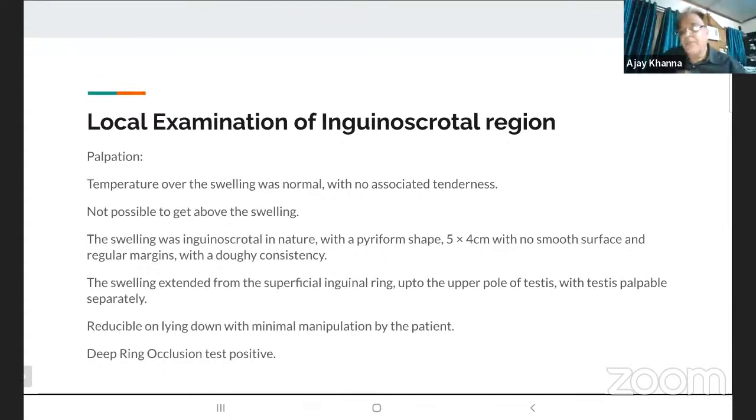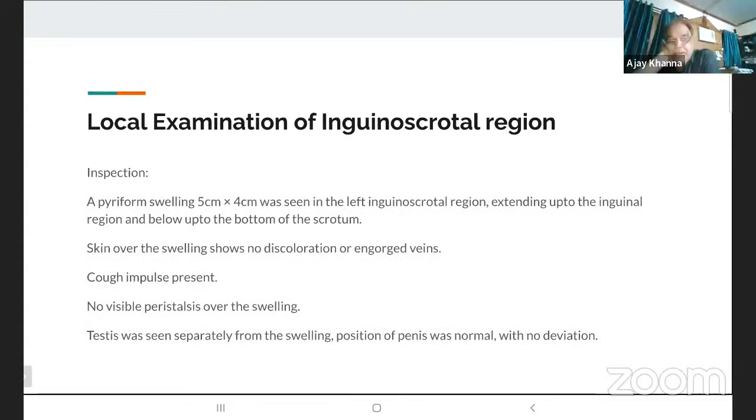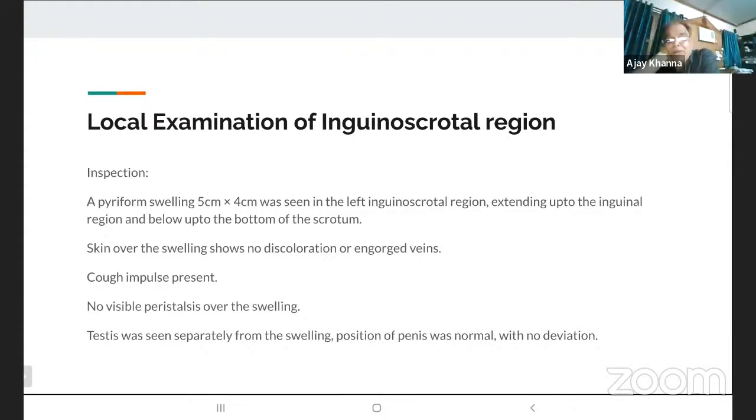You said that it is going up to the bottom of the scrotum on your inspection, and then you are saying that you are able to see the testis separately. Do these two things go together? No, sir. Just see here. The swelling was seen in the upper part of the scrotum only. The testis was seen separately from the swelling, but the swelling was reaching up till the upper pole. You palpate the testes separately once the hernia is reduced. That's what it means.